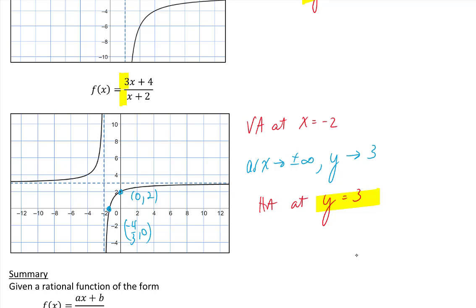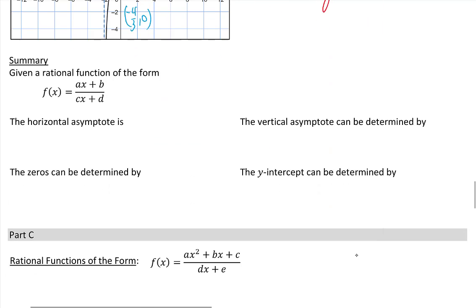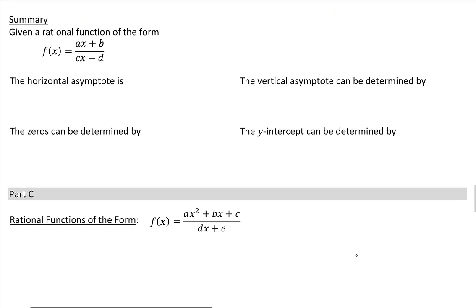So for our first set of graphs, they were all 0. But if we put a linear function over a linear function, the horizontal asymptote will be anything other than 0. So let's summarize. For a function of the form ax plus b over cx plus d, the horizontal asymptote is y equals a over c, the leading coefficient of the numerator divided by the leading coefficient of the denominator.